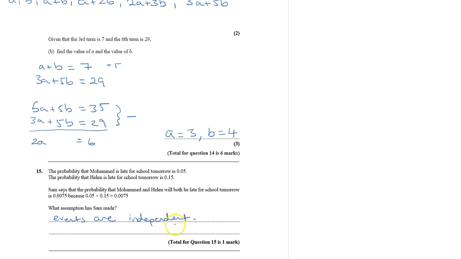Now independent events means that we're assuming that if two things are happening, one doesn't affect the other, therefore we can multiply their probabilities. Or in other words, that their probabilities don't change. If they were not independent, then one of these probabilities would change dependent on what the other one was. So if Mohammed is late and that has an effect on Helen, then that's a dependent event. However, in this case, he's multiplied the probabilities for each person individually, which means that he's assuming that one does not affect the other. Therefore, they're independent.